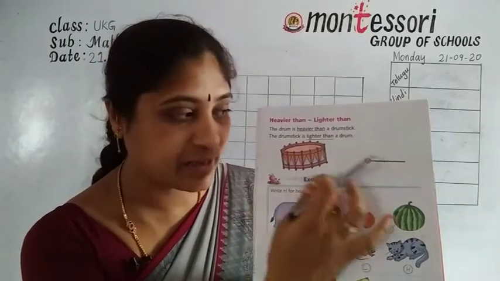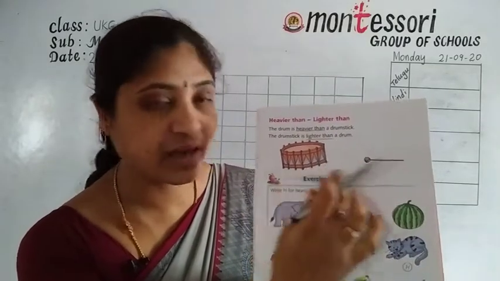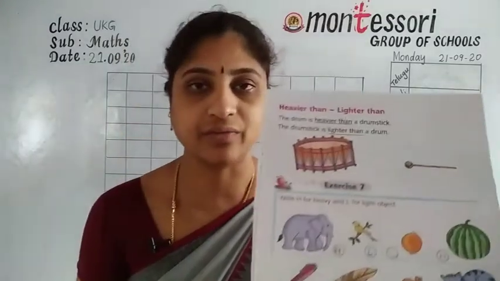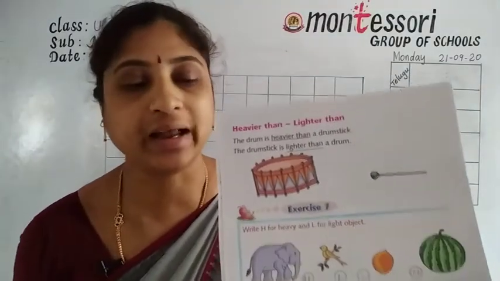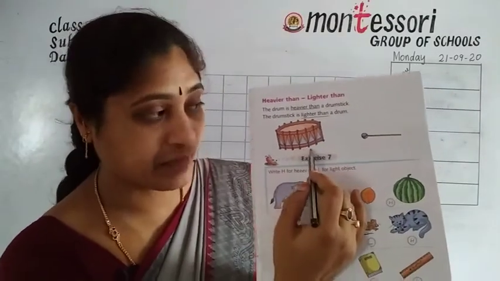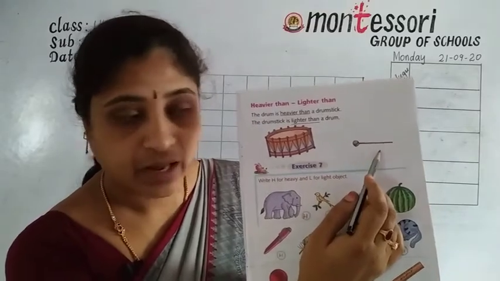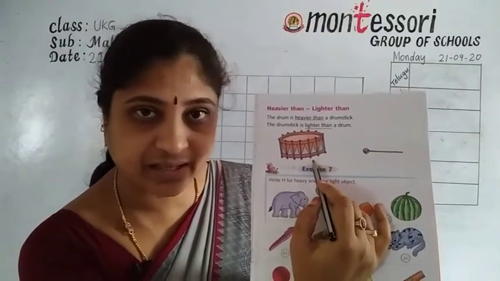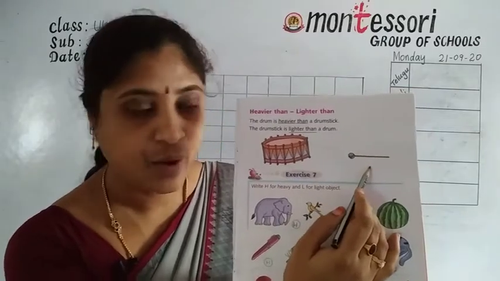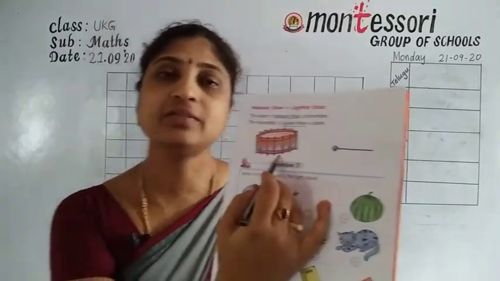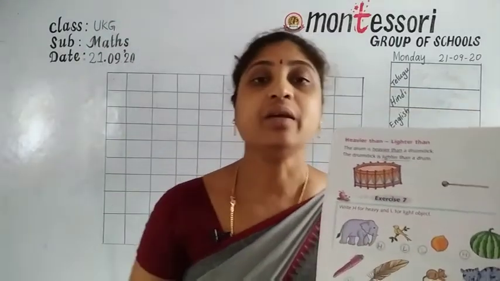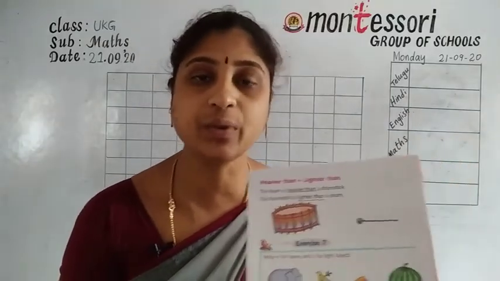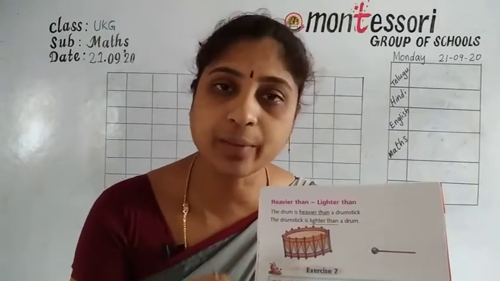When we compare this picture, this is the heavier, this one is the lighter. Heavier అంటే weight ఎక్కువగా ఉంటేనేమో heavier, weight తక్కువగా ఉంటేనేమో lighter. The drum is heavier than a drumstick. The drumstick is lighter than a drum. Heavier అంటే weight ఎక్కువగా ఉంటాయి, బరువు ఎక్కువగా ఉంటేనేమో heavier, బరువు తక్కువగా ఉంటేనేమో lighter.